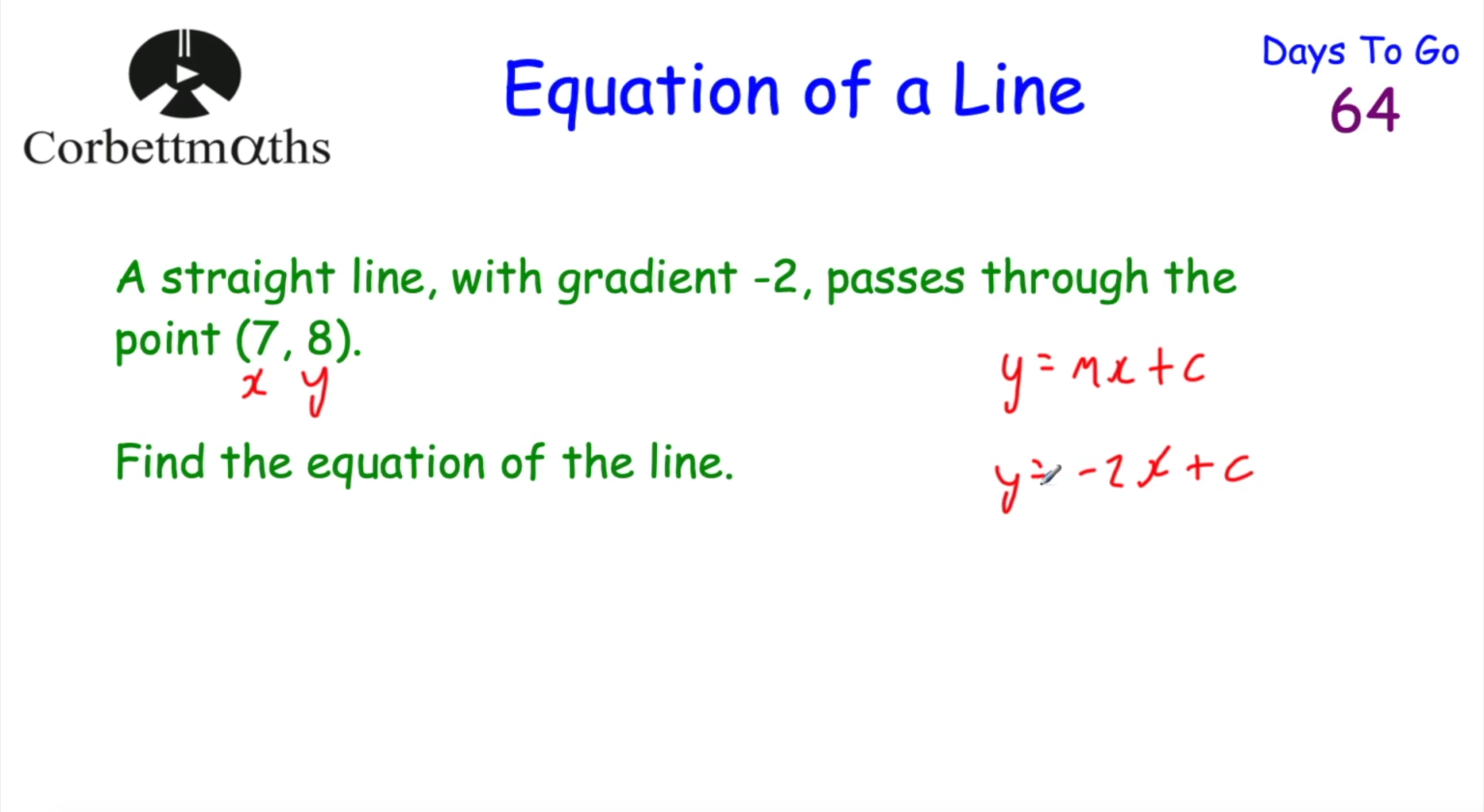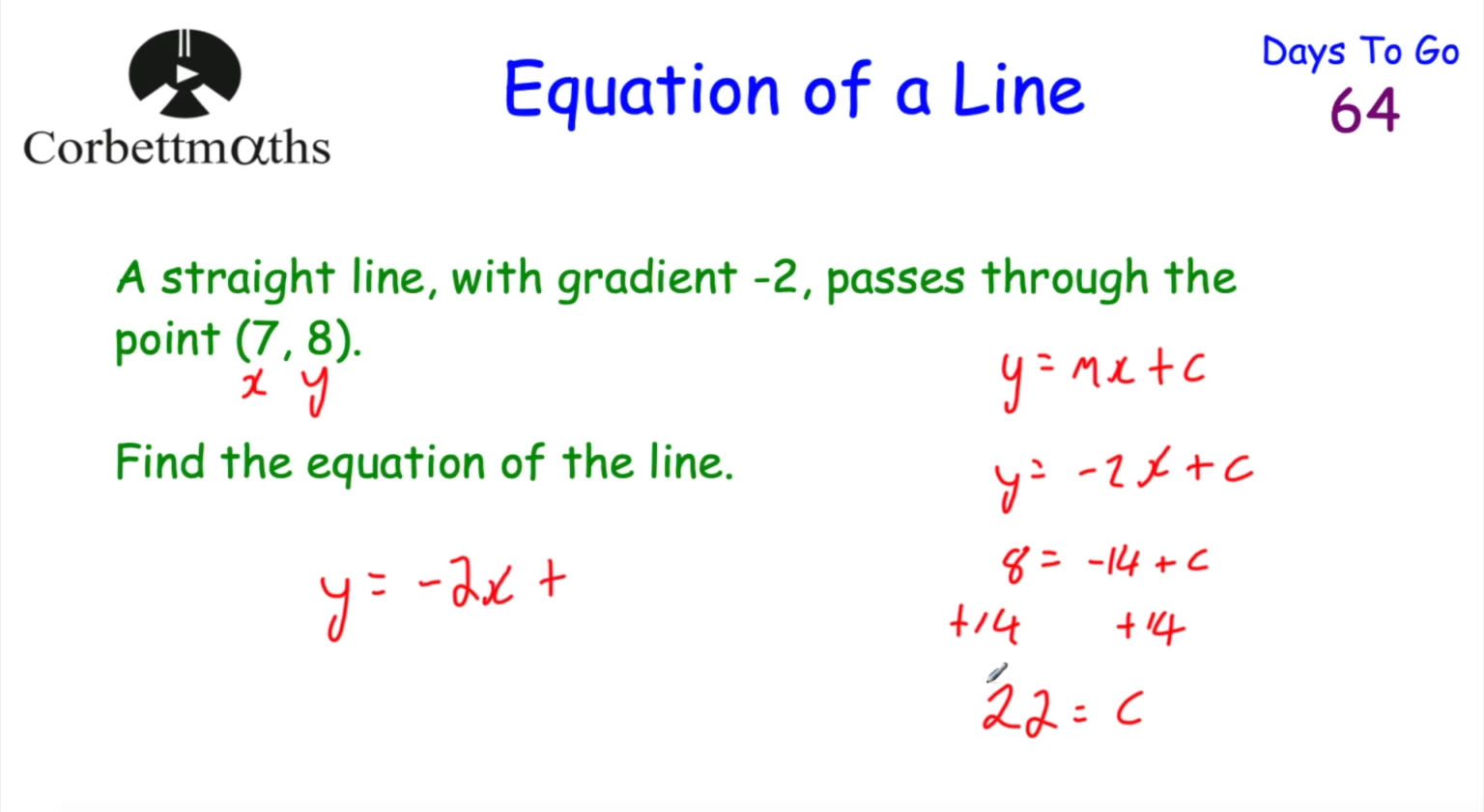So let's do that. So y, that's going to be 8, is equal to negative 2 times x, so that's negative 2 times 7, which is negative 14, plus c. Now we want to find out what c is, so we want to get rid of this minus 14, so we're going to add 14 to both sides. So if we add 14 to the left hand side, 8 plus 14 is 22, and on the right hand side we'd just be left with c, so c is equal to 22. So that means the equation of the line would be y equals negative 2x, and then instead of plus c it'd be plus 22, and that's it. And if you got that, well done.